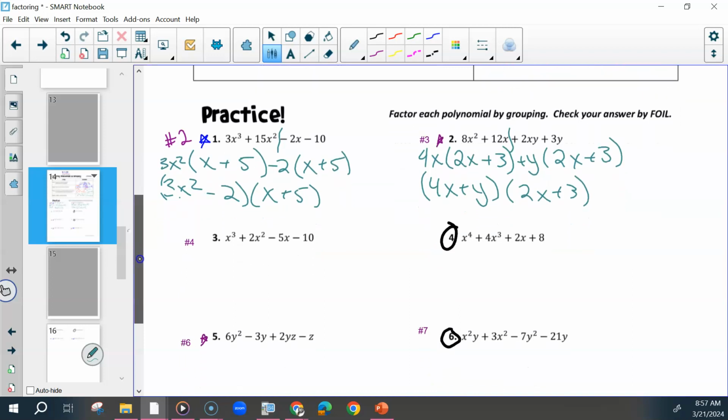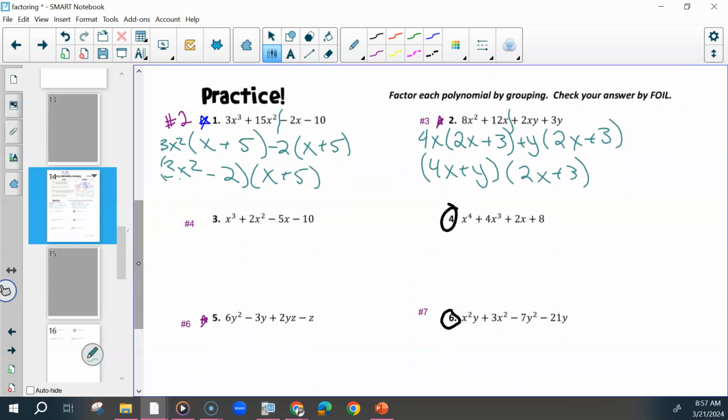Let's look at number 4. I want you guys to walk me through how we would do this. Divide by x to the third. Divide what by x to the third? x to the fourth and 4x to the third. That would be x plus 4. And then divide by 2. Divide what by 2? 2x and 8. That would be x plus 4.